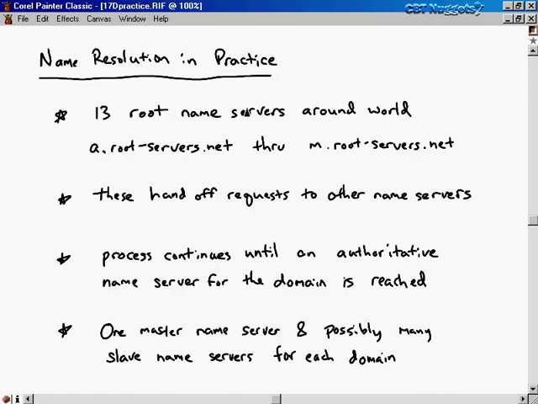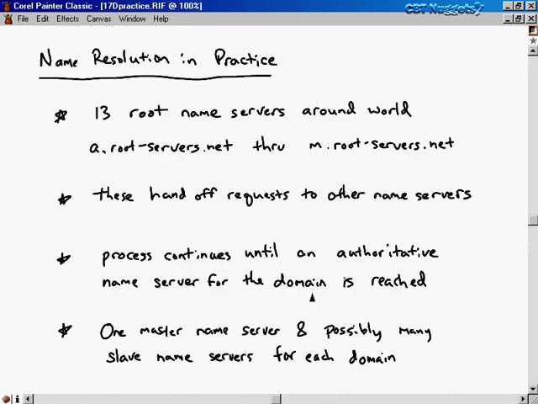Now, they don't store all the IP addresses and domain names themselves. Instead, they hand off requests to other name servers that they know about. And then this process continues. Those name servers hand off to other name servers until what we call an authoritative name server for the domain that we're looking for is reached. So when we look for math.mit.edu, it goes to the root name servers. Those pass the request to some other name server, until we get an authoritative name server for the mit.edu domain.